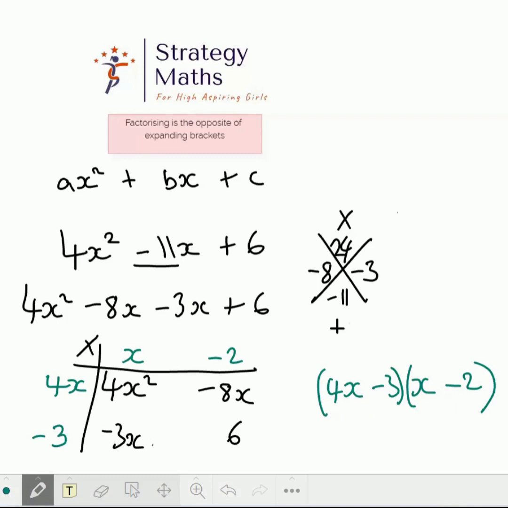We use it within quadratic simultaneous equations, also for equations of chords and tangents to circles, and finding unknowns within probability questions. I mean, the list goes on. It really has got endless applications. So hopefully you can start to embed this particular method into your practice of factorising quadratics.